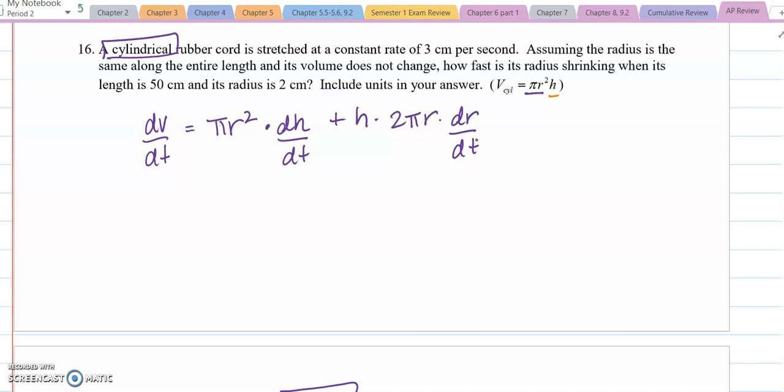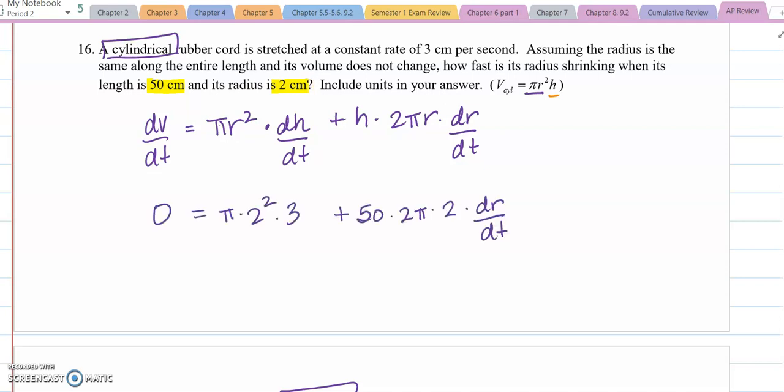So now we're at the point where we get to plug in. And this did not indicate the instant part, but it says how fast is its radius shrinking when its length is 50 centimeters and its radius is 2 centimeters. That is a moment in time, a specific instance. So even if the word instant isn't there, it does indicate that we need to use a related rate. So take a second, pause the video, plug in what you know, and see if you get what I get.